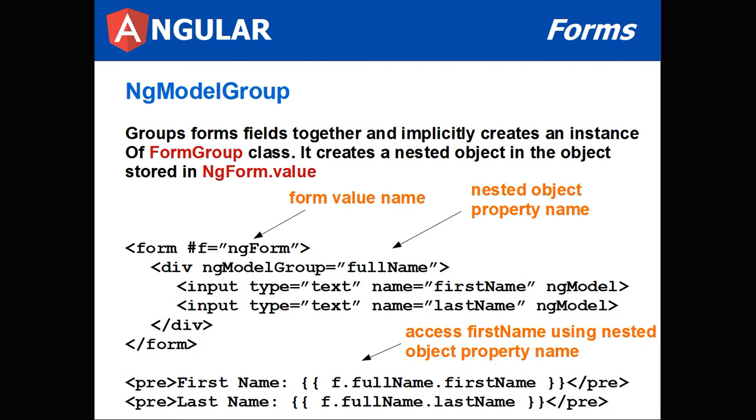NgModelGroup groups form fields together and implicitly creates an instance of the FormGroup class. It creates a nested object in the object stored in NgForm.value. Okay, so here's an example. We have a form value name, and then we have a nested object property name. By using ngModelGroup, I'm saying I'm going to categorize the first name and last name with this ngModelGroup fullName.